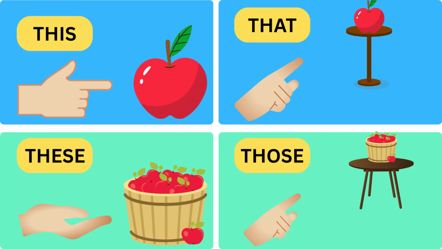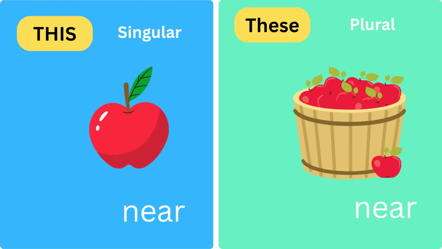This, that, these, those. In today's video, we will learn the difference between this, that, these, and those. We use this, which is singular, and these, which is plural, to refer to someone or something that is near. For example, this apple, these apples.